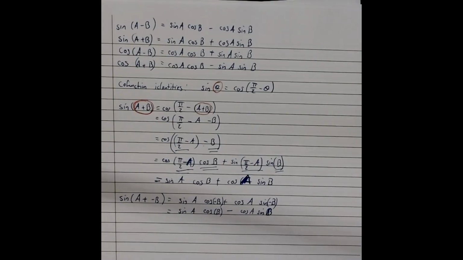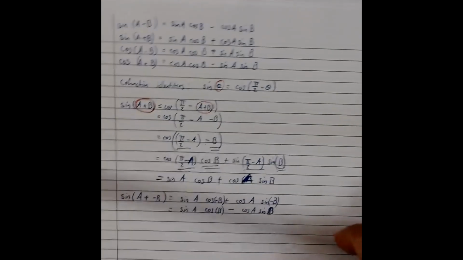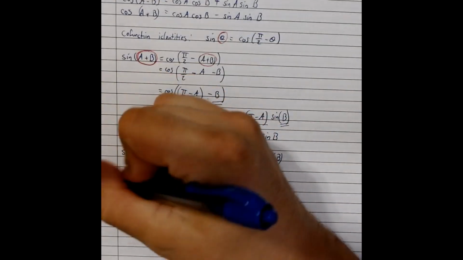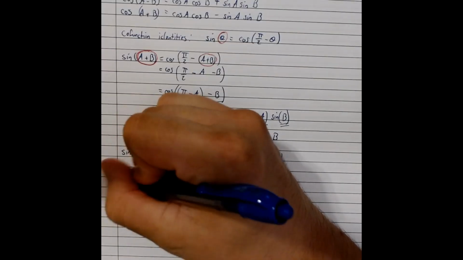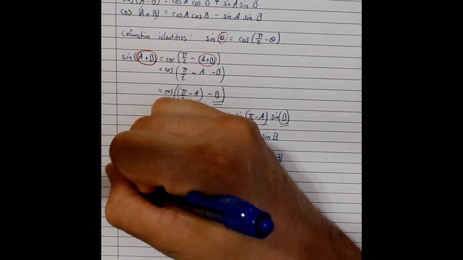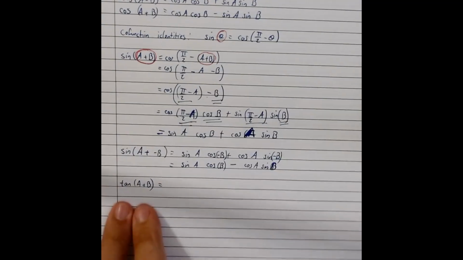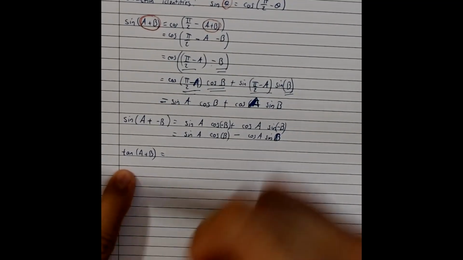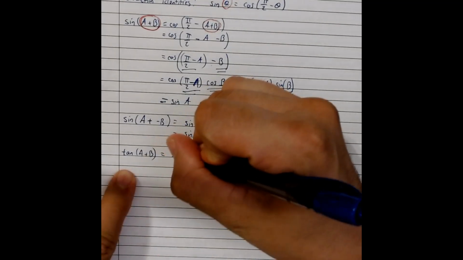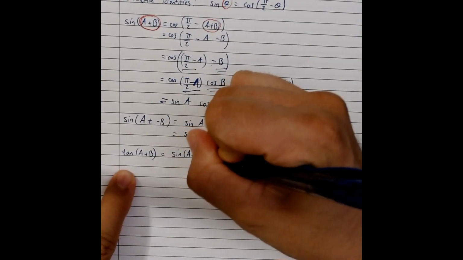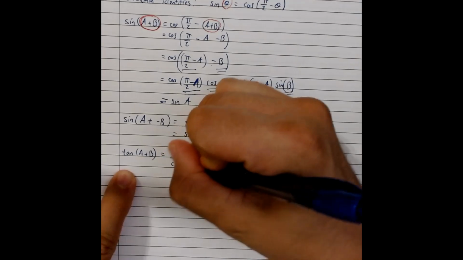Once we know a sum formula for sine and a sum formula for cosine, well, we can develop one for tangent, because after all, tangent is just sine over cosine. So here, let's go ahead and develop one for tangent. Let's see if we can find the tangent of A plus B. Well, by definition, or by using the quotient identity, the tangent of A plus B is the sine of A plus B over the cosine of A plus B.